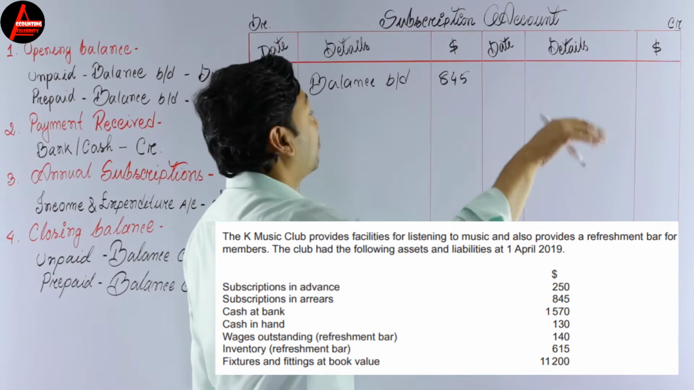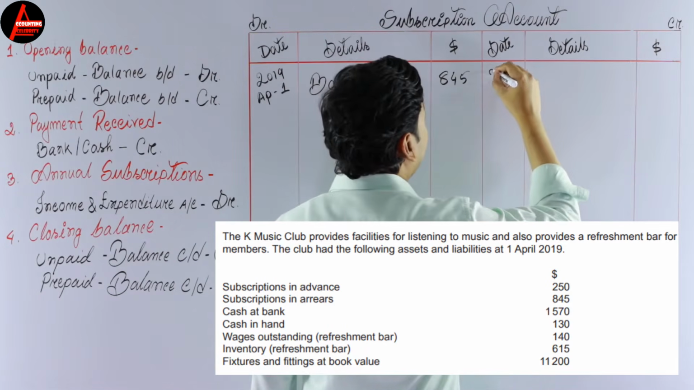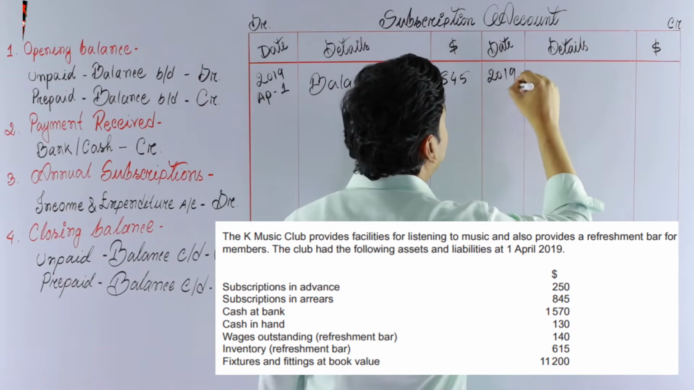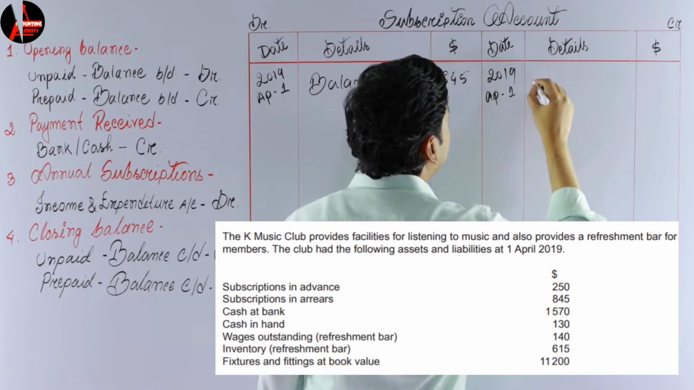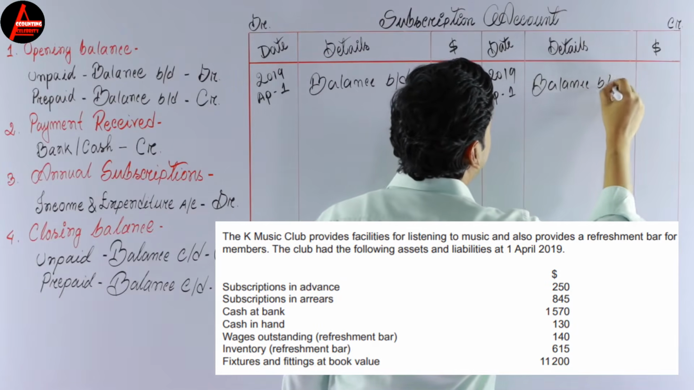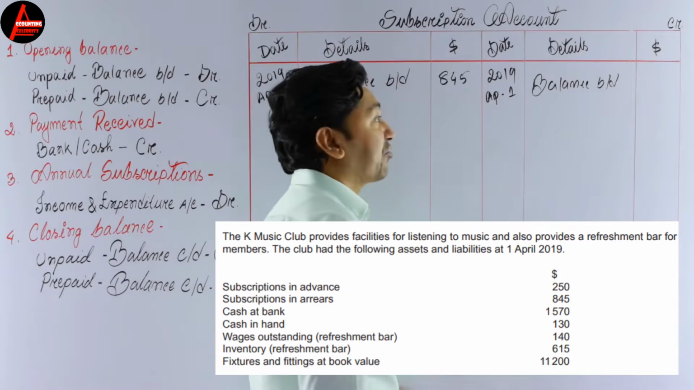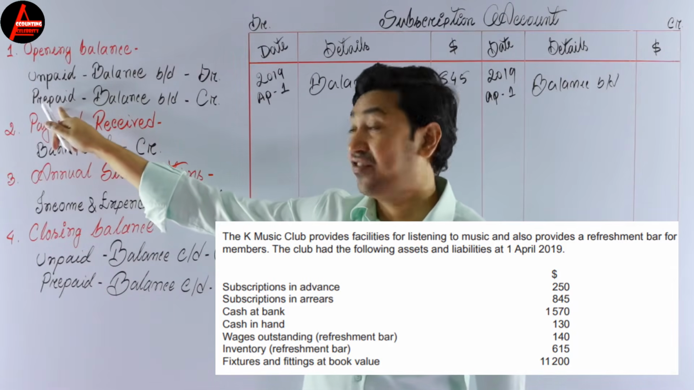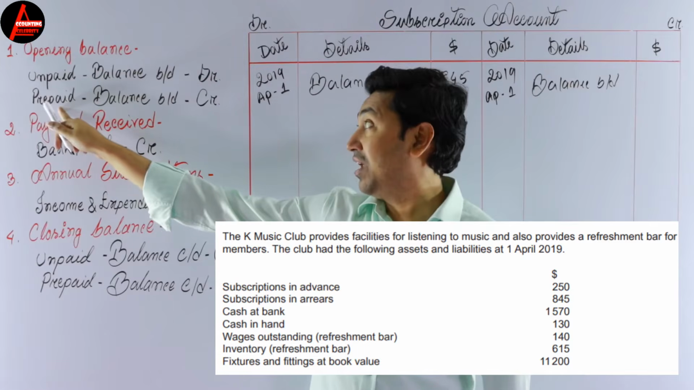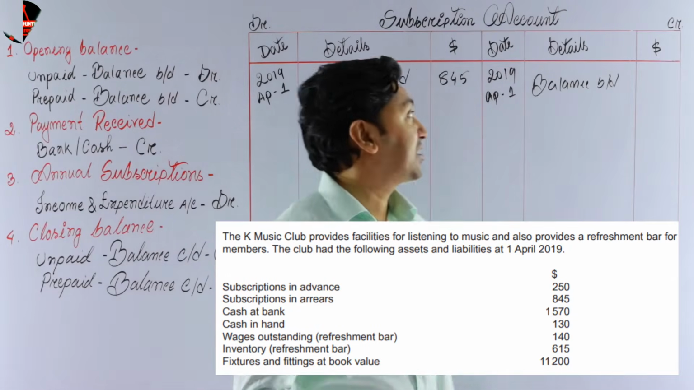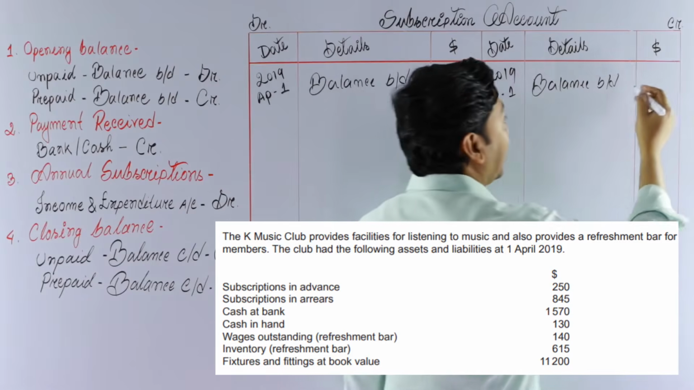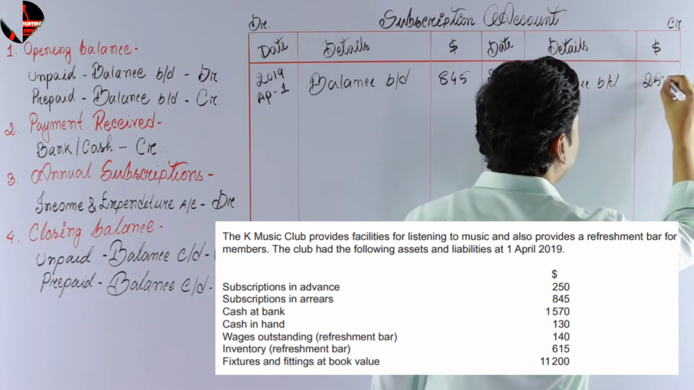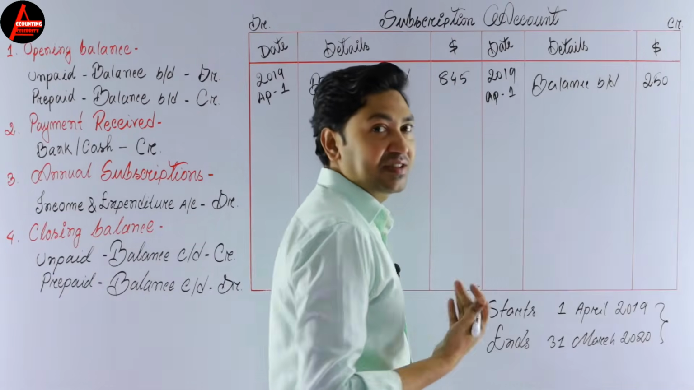Okay, so again go to the credit side. So write the date, 2019 April 1st. So here balance b/d. So which one will come on the credit side? The one which is paid in advance or which is prepaid. Okay, so what is the amount in the question? It is $250. Okay, very simple.